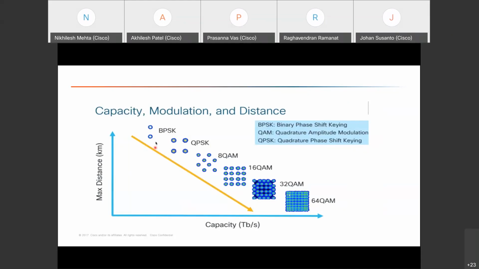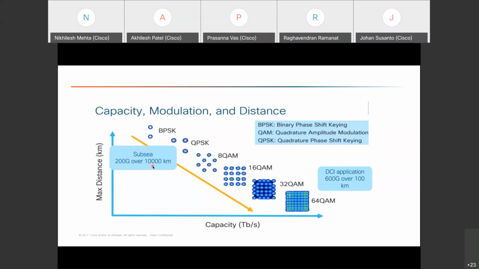But with BPSK, you can cover more distance, so you can use it for subsea application. It shows the DCI application where you can achieve 600 gig over 100 kilometers, and the subsea where you get 200 gig over 10,000 kilometers. So there is always a trade-off between your capacity, distance, bandwidth, all those things.